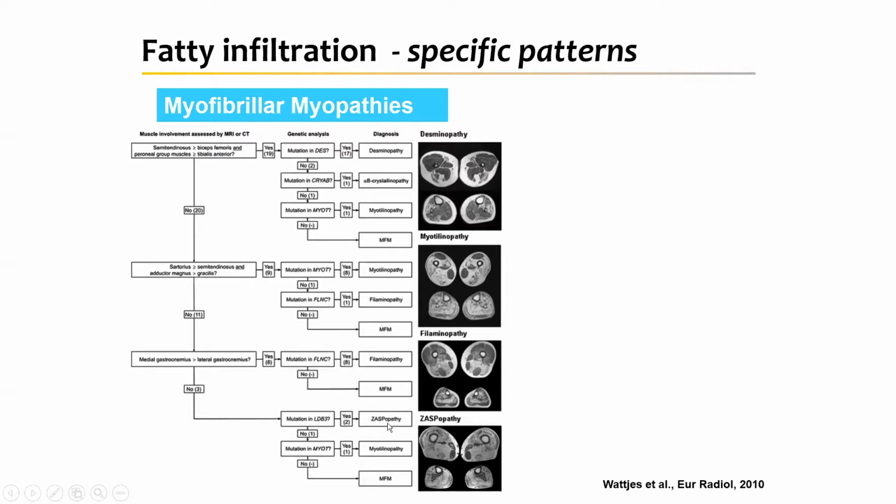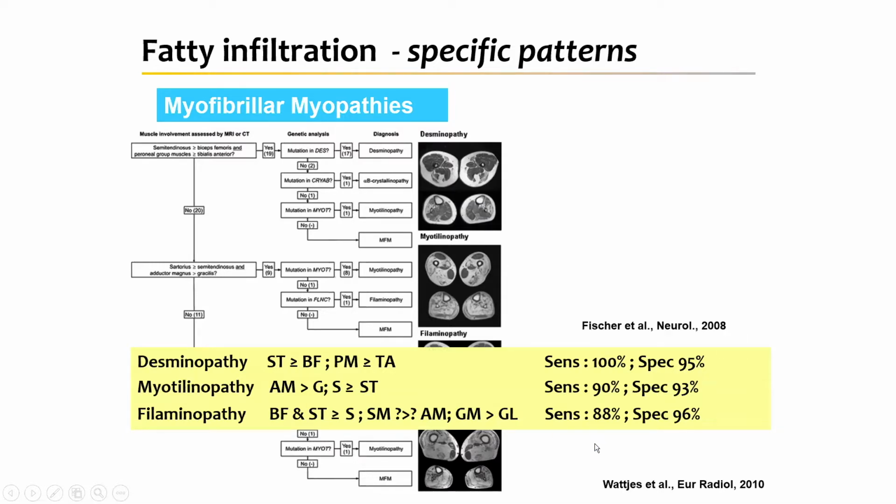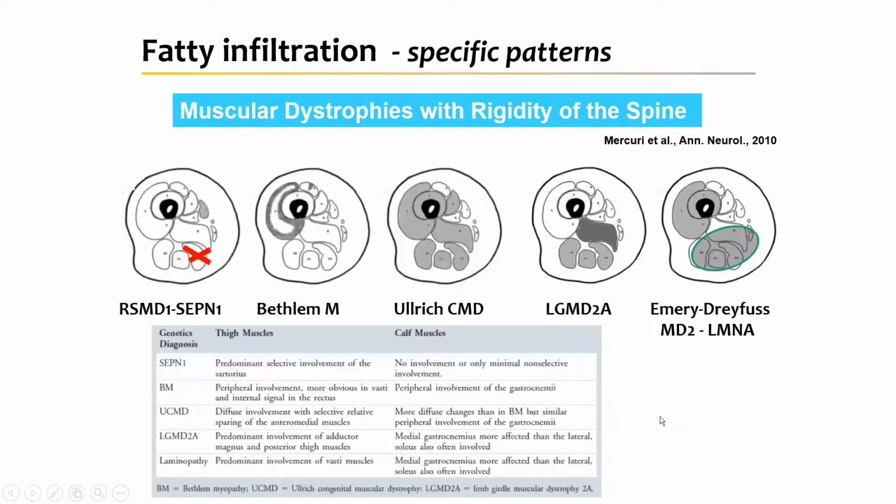Now, there are a few more genes that are involved in myofibrillar myopathy, but these are the most frequent. And if you look at the performance as it has been reported, it is very high. Its sensitivity is almost 100% for the myopathy, and the specificity is always very high. So it works quite well.